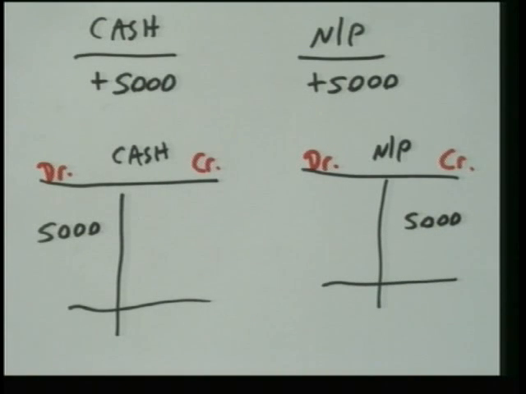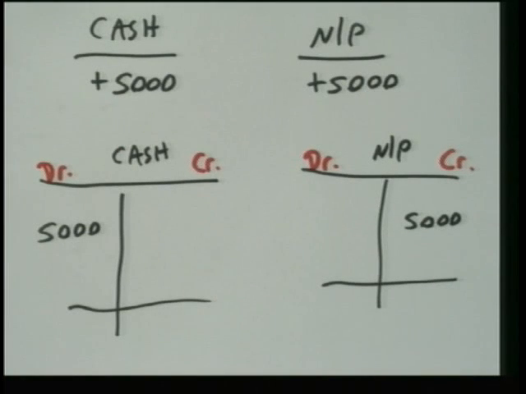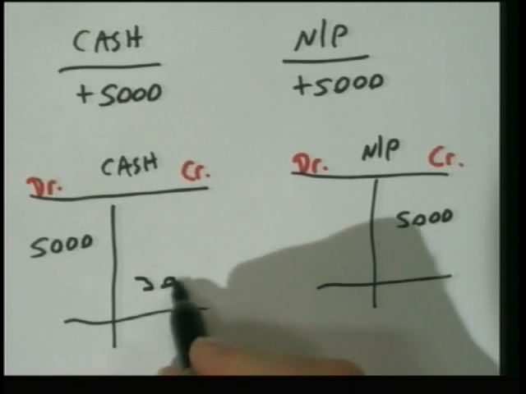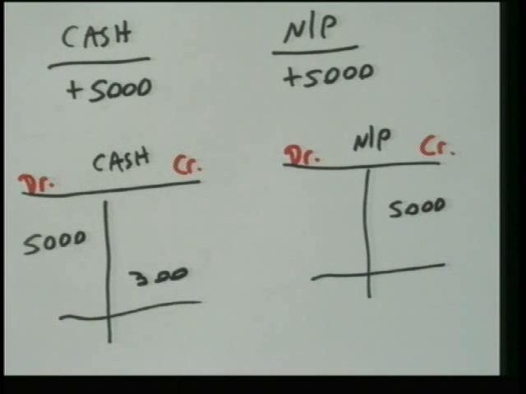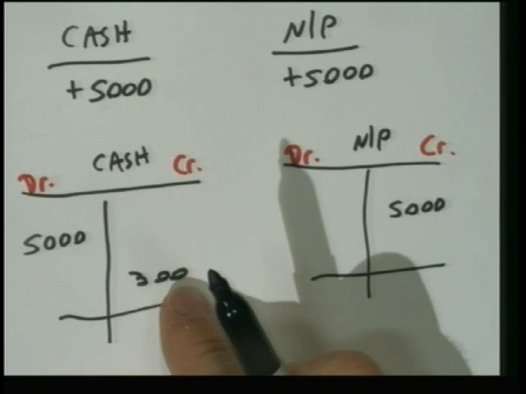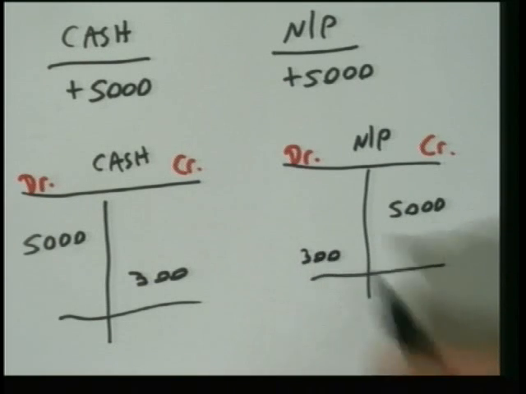Now let's say this was a zero interest loan and we used $300 cash to pay off some of this principal balance. Let's say there's no interest. Well, we pay off $300. Cash goes down by $300, right? So we show a decrease on the credit side, correct? For cash. Notes payable, where do we keep track of decreases? On the debit side. You with me?